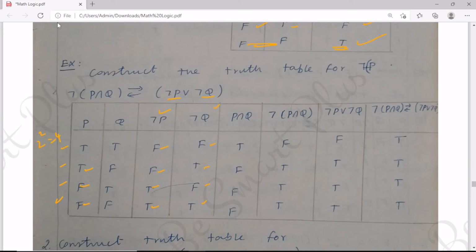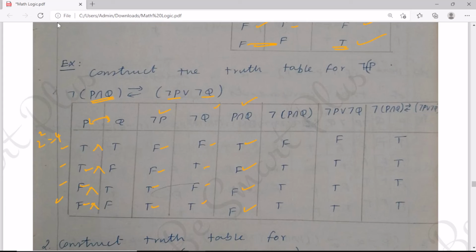After that we have to find P and Q. P and Q means we have to combine P and Q using conjunction: true and true, true; true and false, false; false and true, false; false and false, false.